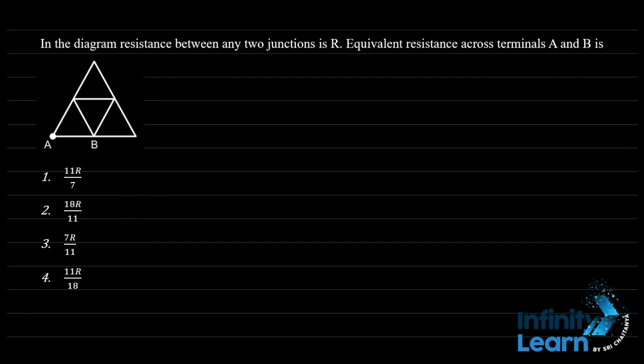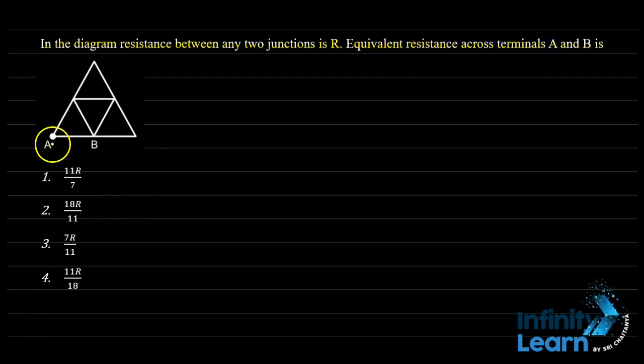Hello students, let us solve this question from chapter Current Electricity. The question says, in the diagram, resistance between any two junctions is R. Equivalent resistance across terminals A and B is. So in this diagram, given the resistance of any two junctions is R, and equivalent resistance has to be calculated.